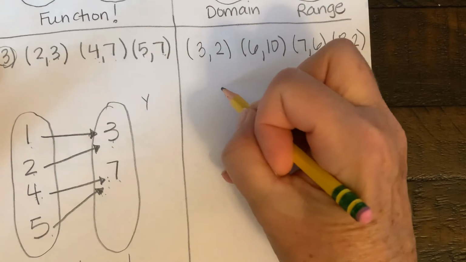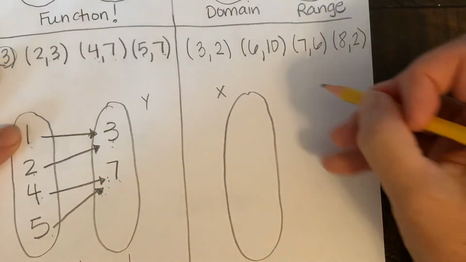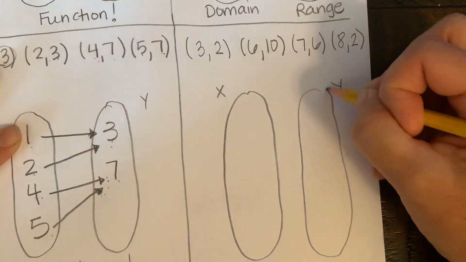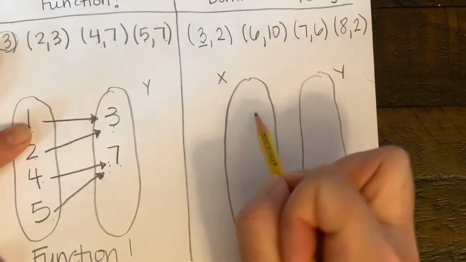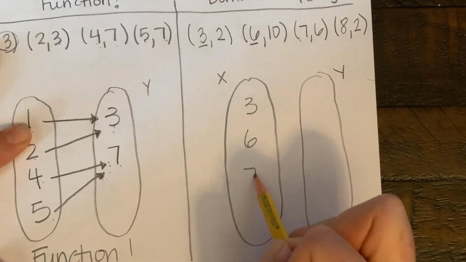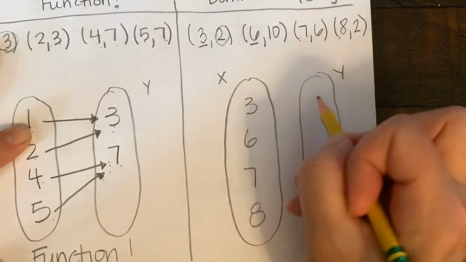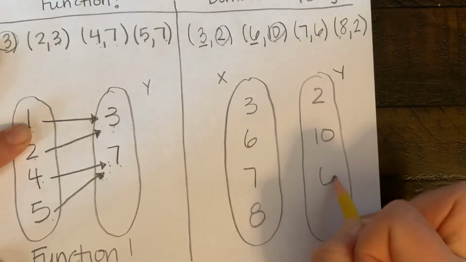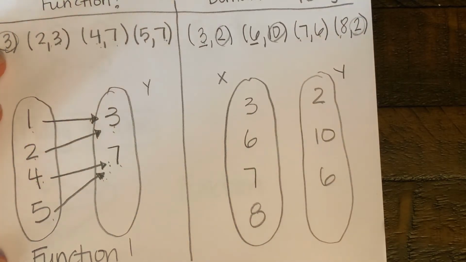Okay, let's go ahead and draw our XY. At any time, if you want to try to do these on your own, pause my video and then you try it and then you come back here and check my answers. Okay, notice I have all my X's. I have a 3, I have a 6, I have a 7, and I have an 8. Now my Y's, 2, 10, 6. Oh, I have another 2.